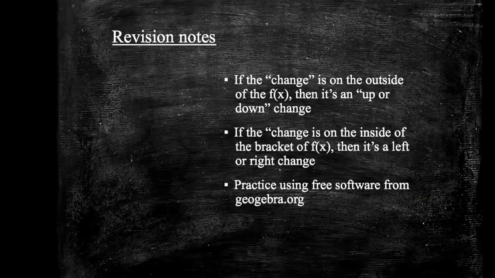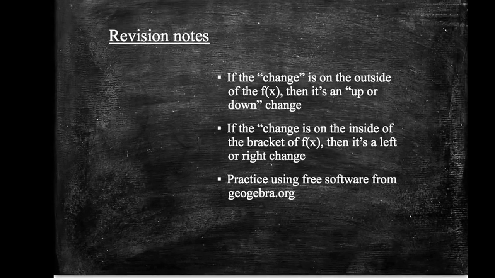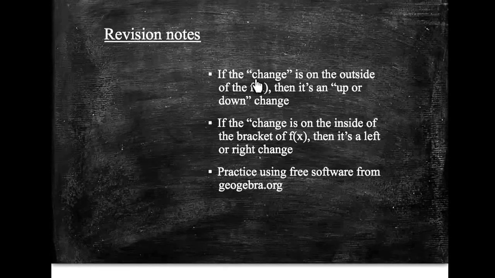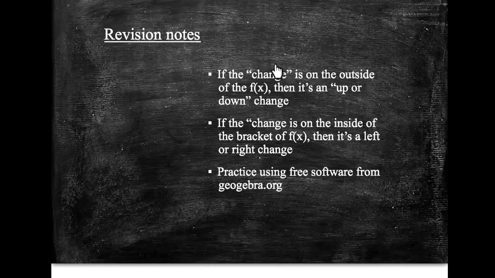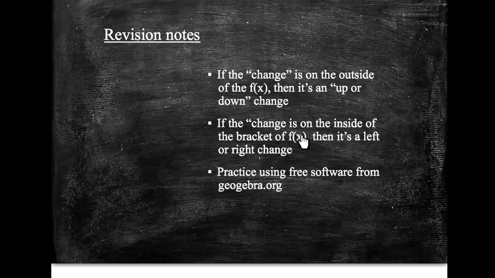Finally then, last little bit of revision notes for you. If you notice that there is some sort of change on the outside of the f of x, then it's going to be an up or down change, whether that's a number in front which is stretching it, or a number at the end, either plus or minus, that's translating it, or a negative sign in front of the f of x, which is a flip up and down. If the change is on the outside, then it's an up or down change. If the change is on the inside of the bracket, then it's going to be a left or right change.